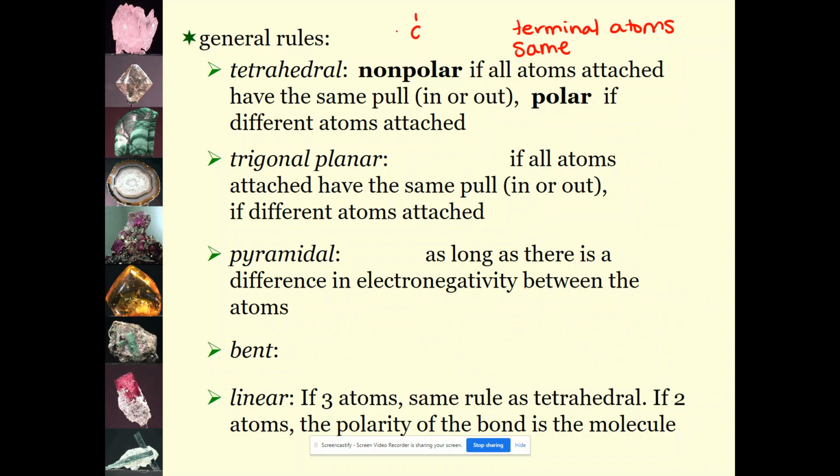For example, if I have C bonded to 4 H's, my carbon is my central atom. The shape is determined around my central atom, which is carbon. It's tetrahedral because there's 4 things. And because my terminal atoms are all H's, they all cancel. So this is a nonpolar molecule. Same rule for trigonal planar. If the terminal atoms are the same, they will cancel.